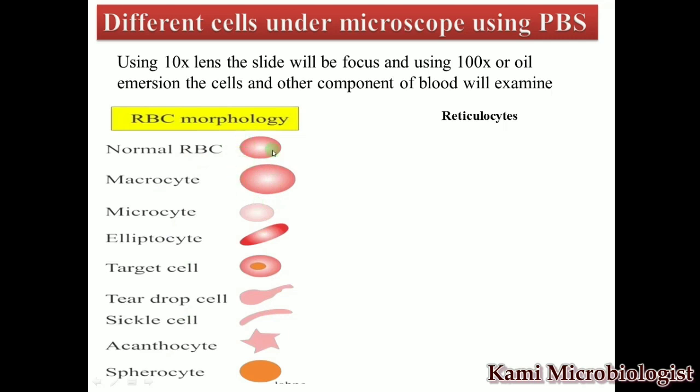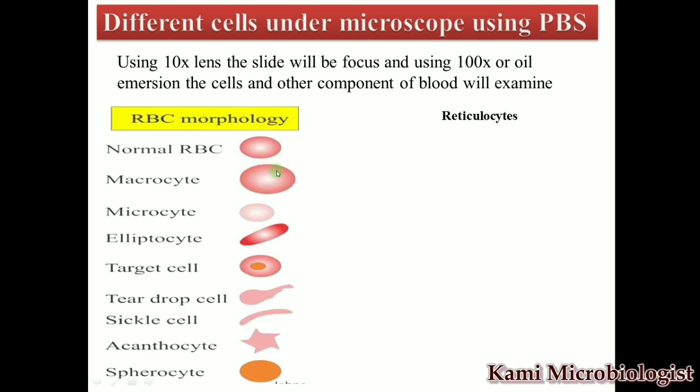Mostly RBCs will look like this form, which means that RBC is biconcave in shape. This is the biconcave shape of the RBC. This is the normal structure of the RBC. If you find the RBC in these shapes, as you can see, it means it is a condition which we call poikilocytosis. These are abnormal shapes and sizes of the RBC, and it may occur in different conditions. We will explain it later.